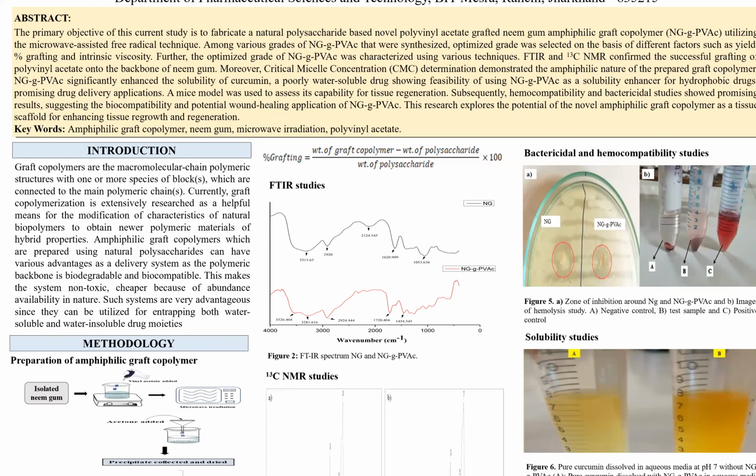Graft copolymers are basically polymer structures with one or more blocks connected to the main polymer chain. They are a type of polymer that has a polymer chain as the backbone and another polymer chain as the side grafted part. So, in the structure of graft copolymers, the hydrophobic and hydrophilic balance can be controlled by altering the density of relative grafting between the backbone hydrophilic polymer and the grafted hydrophobic polymer. Here we have utilized a natural polysaccharide, neem gum, to synthesize an amphiphilic graft copolymer with the microwave assisted technique.